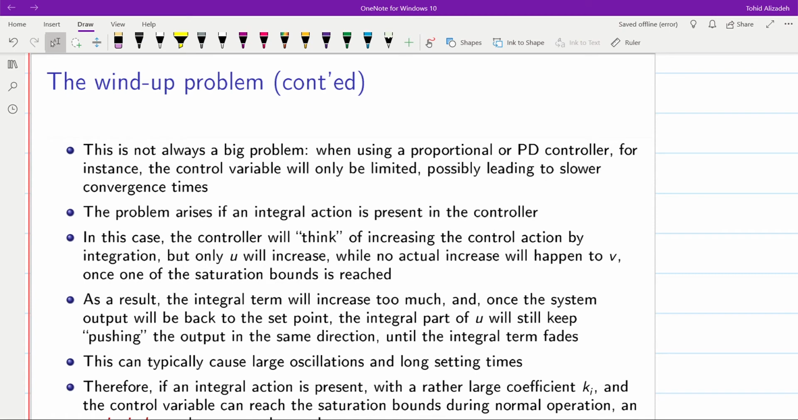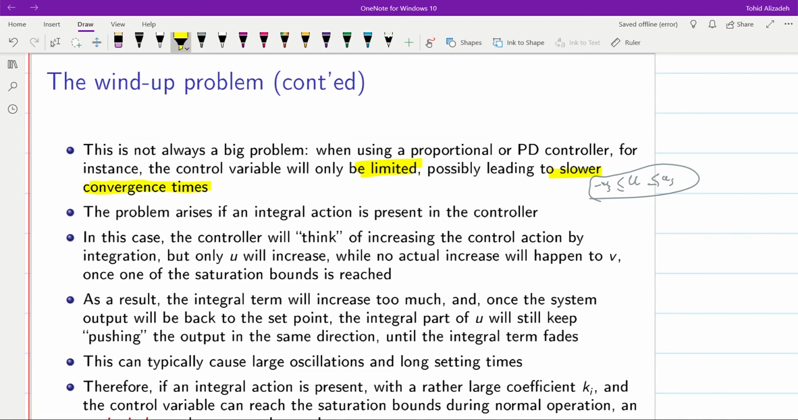In many cases, this might not be a big problem, especially if the control signal U is already between plus minus Us, then there will be no problem at all. But if it goes beyond these values, there would be some problems. So when we use a proportional or a PD controller, for instance, instead of the complete PID controller, the control variable will only be limited and possibly will lead to slower convergence times.